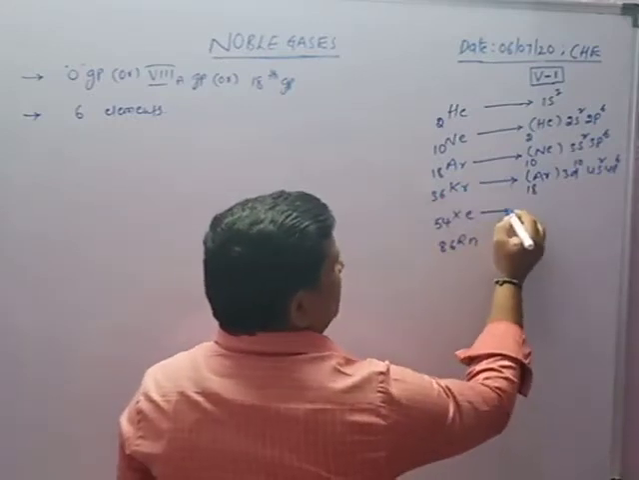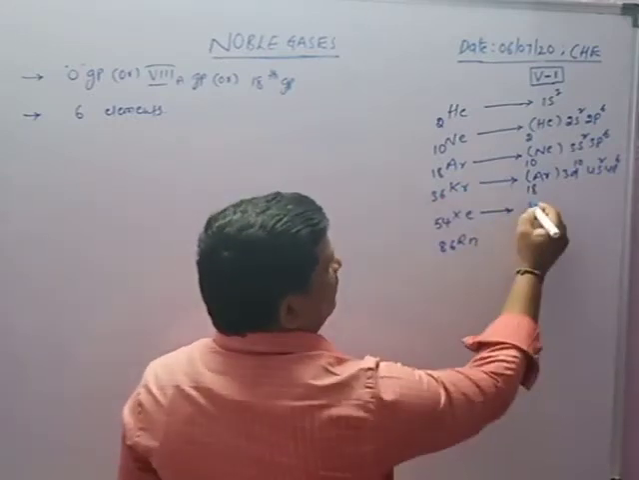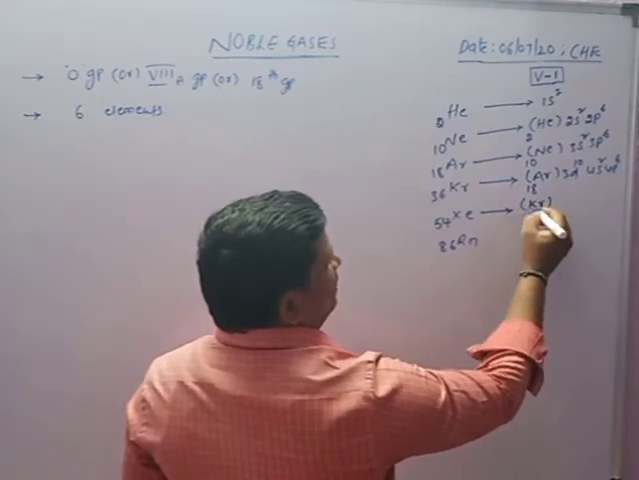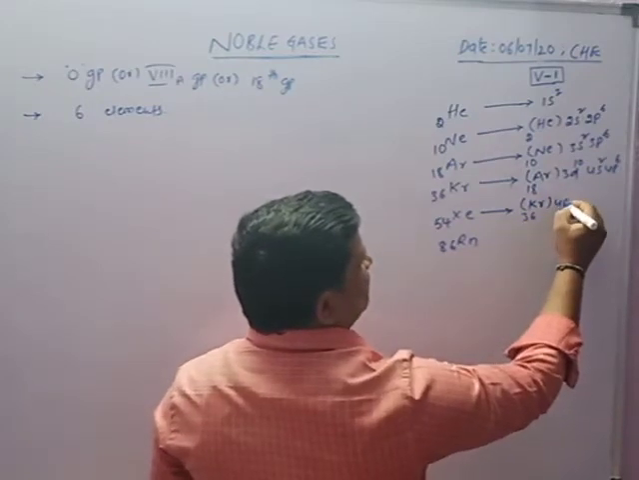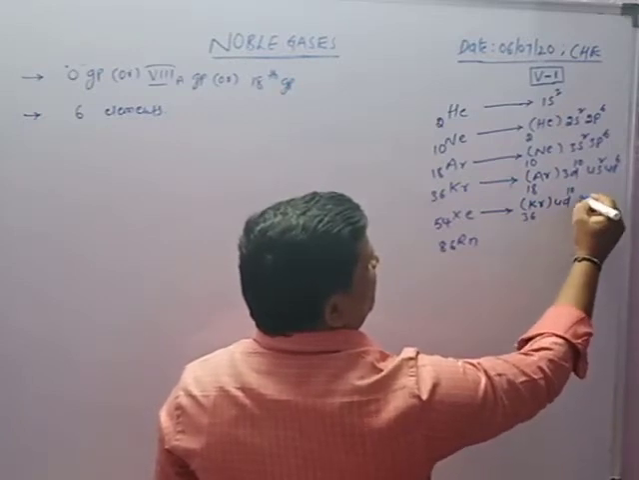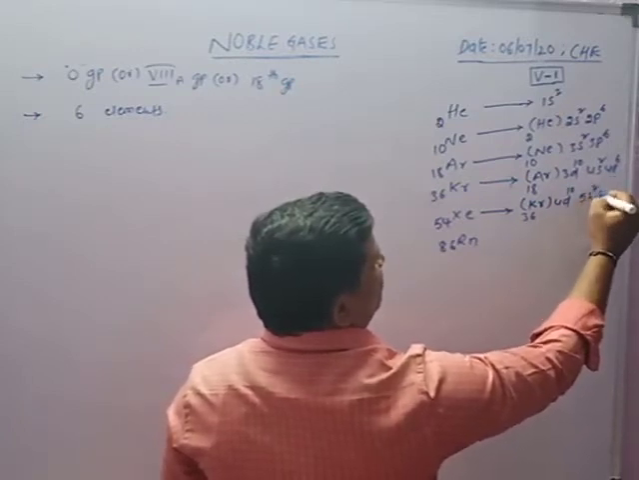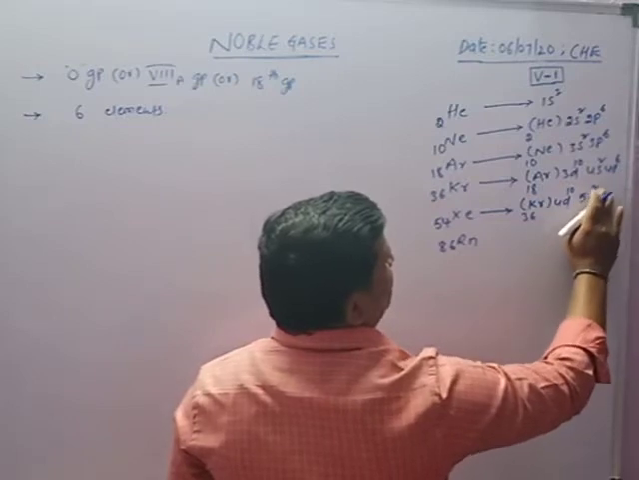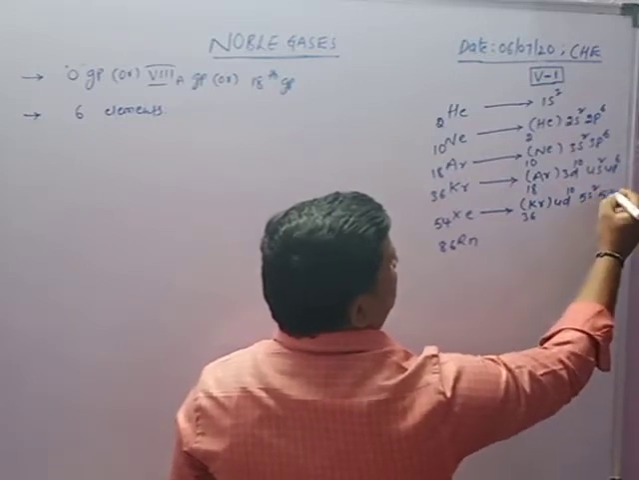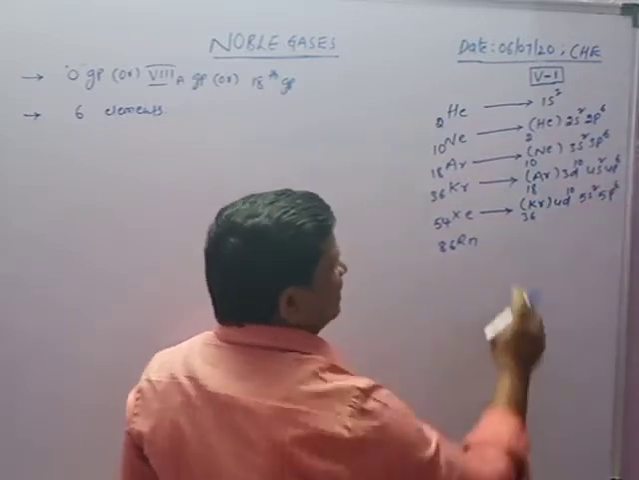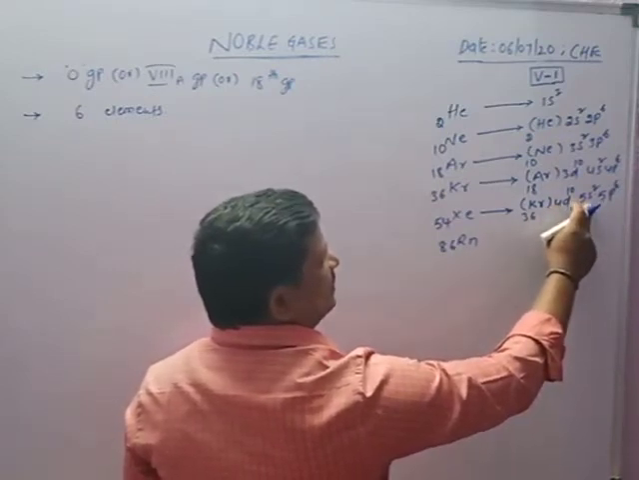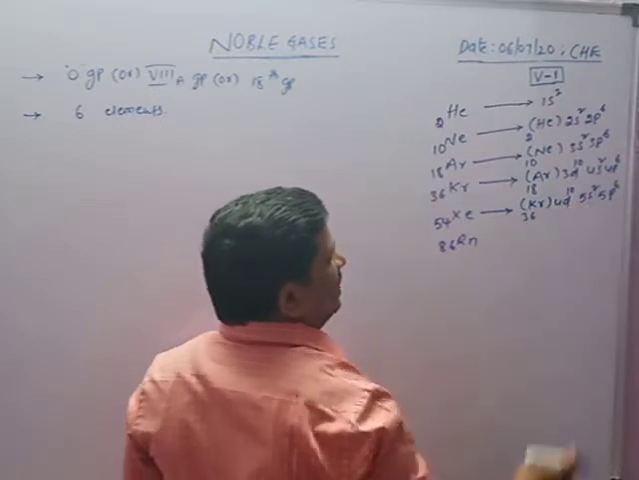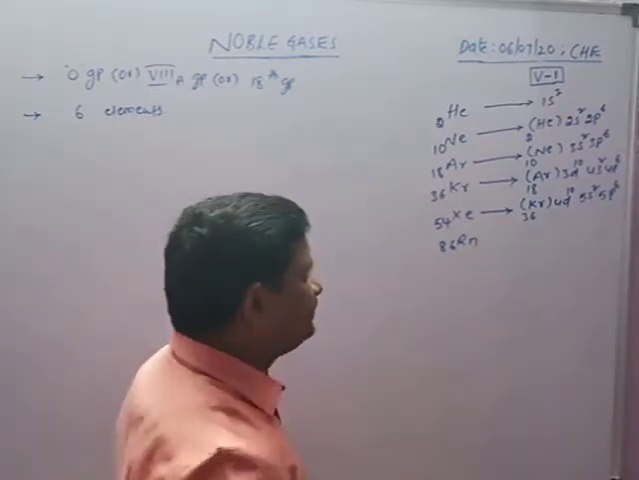Now the next element is xenon. The nearest noble gas is krypton, 36. Then it is 4d10, then 5s2, 5p6. 36 plus 10, 46. 46 plus 2, 48. 48 plus 6, 54.